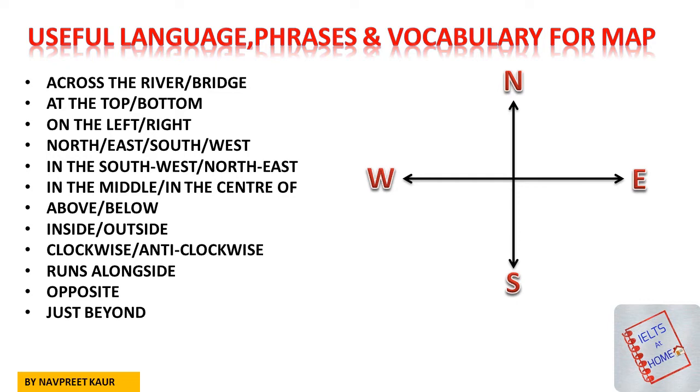First, across the river, bridge, at the top, at the bottom, on the left, on the right, northeast, southwest, in the southwest, in the northeast, in the middle, in the center of, above, below, inside, outside, clockwise, anti-clockwise, runs alongside, opposite, just beyond. So this kind of language is very important, so you must learn it.